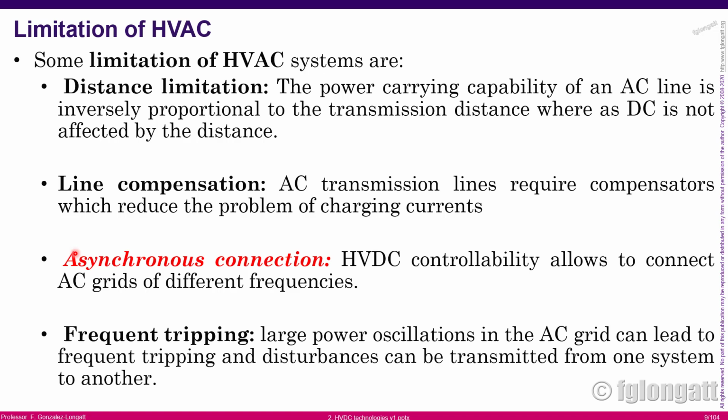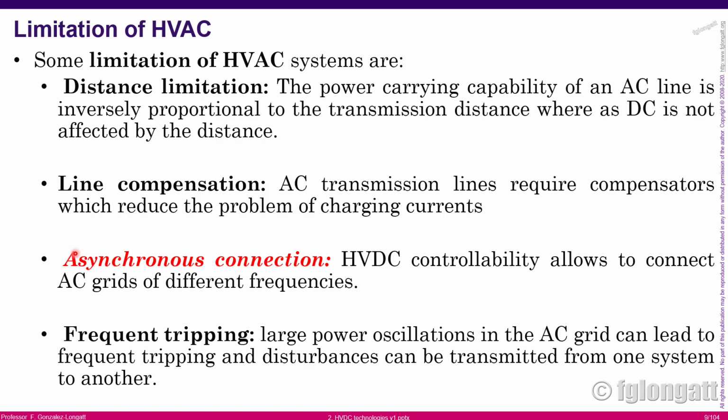If you are using AC signals, controlling the power that is going through a transmission line is a bit more complicated, because you need to move the angles, or change the reactance or the impedance of your transmission line, and again, that is not easy. HVDC has the possibility of an asynchronous connection, and also allows more controllability of the frequency and the active power in AC systems.